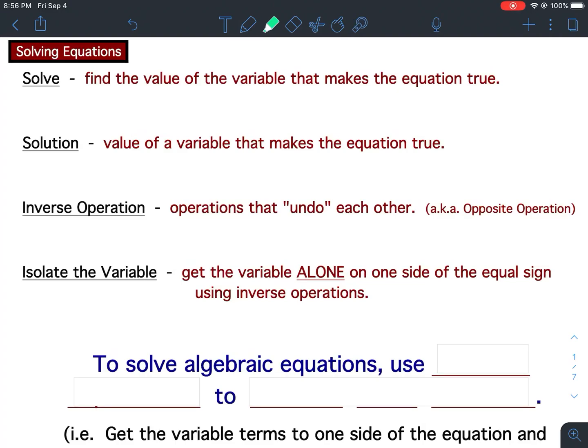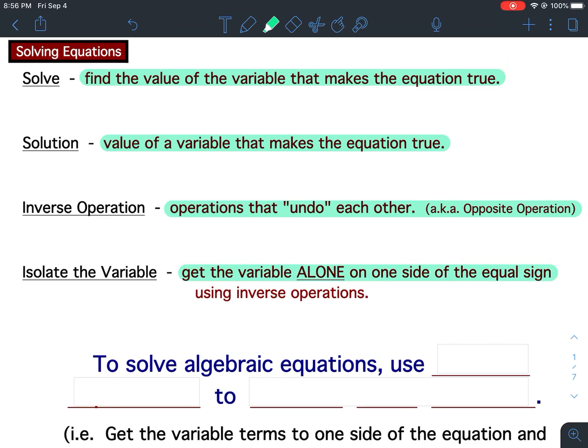Solving equations, Lesson C notes the definitions. Take a moment and pause the video and get down the definitions for solve, solution, inverse operation, and isolate the variable. When you're doing this, save some space in here because we're going to be writing some stuff in there.